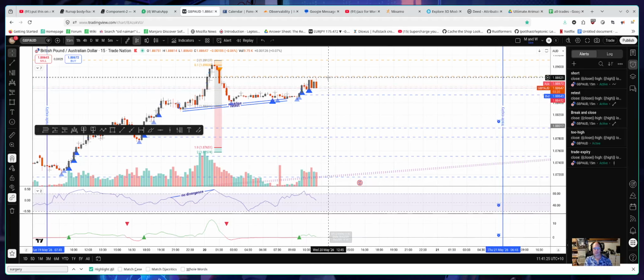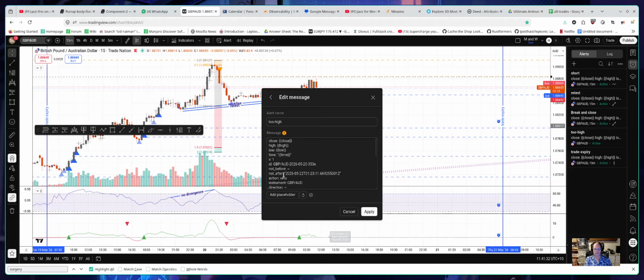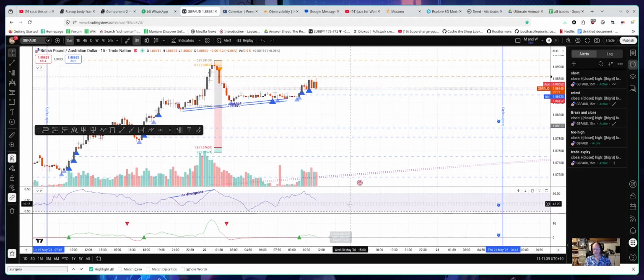Then we've got the too high. So if price goes above this line, then we're going to say, nah, that invalidates the trade. And that's the same thing. It's going to send a veto. It's going to create a veto record on the server called too high for this instrument.